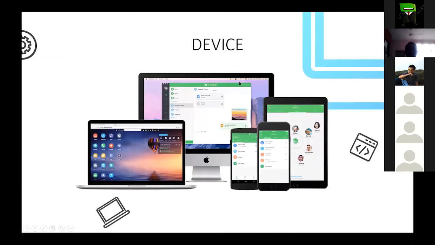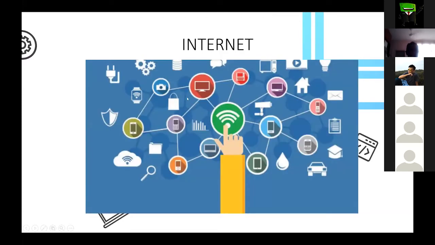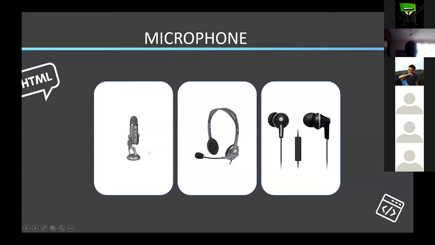In terms of device, it can be any device, from a laptop to a phone to a tablet or a PC. If you have this device, you'll easily have access to the internet, which is very key when teaching online. And then you'll also need a microphone. A microphone can be anything from an earphone, to a headset with an attached microphone, or an exterior microphone.